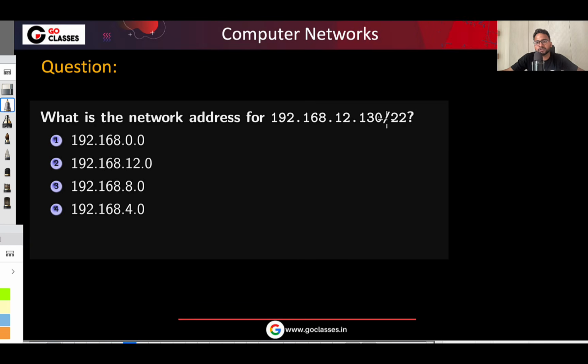So what is the network address for this? Since it is /22, you will keep 16 bits, and then 6 more bits from the next 8 bits. So you can represent this 12 in binary. 12 in binary means 8 plus 4. 8 means 1 followed by 3 zeros, and 8 plus 4 means 1100, and then obviously these are the 4 zeros. So you can write 192.168.12.130. I mean, somewhere I'm writing binary, somewhere decimal, depending on the need.